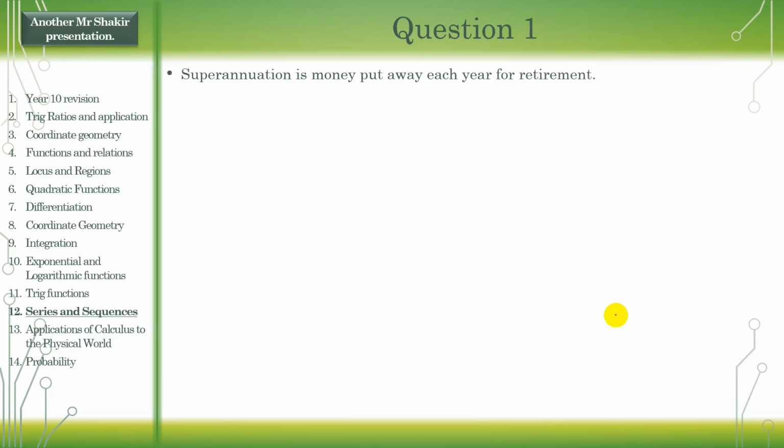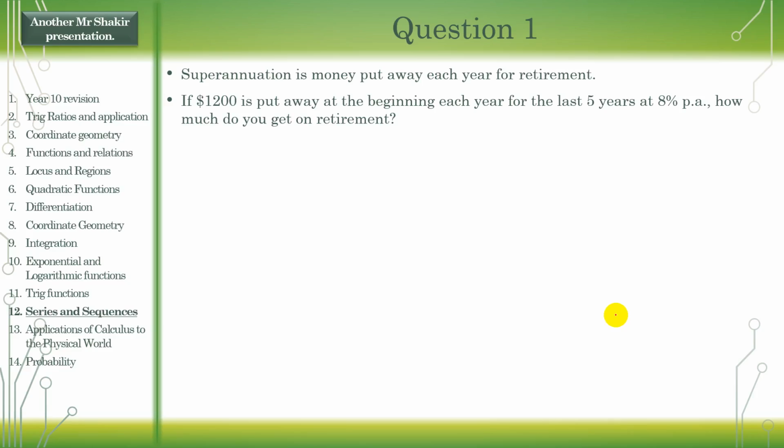Superannuation is money put away each year for retirement. If $1,200 is put away at the beginning each year for the last 5 years at 8% per annum, how much do you get on retirement? So note here that we are putting in $1,200 every year, each year for the last 5 years. So every single year we're putting in money regularly.